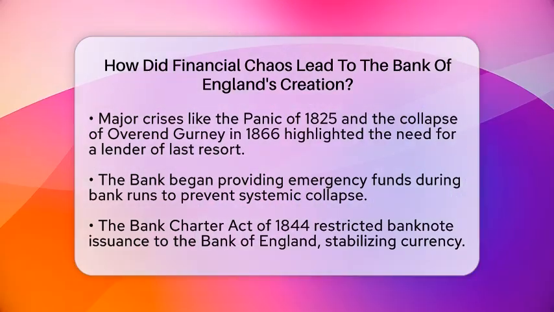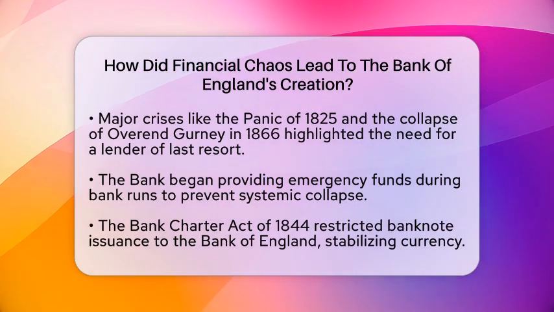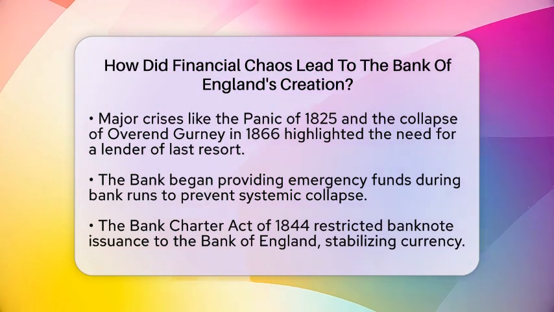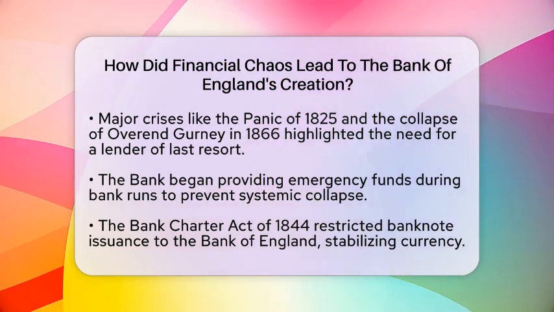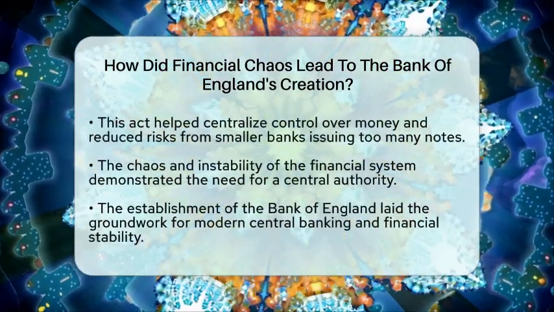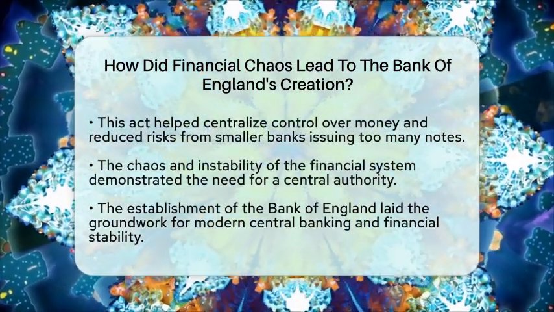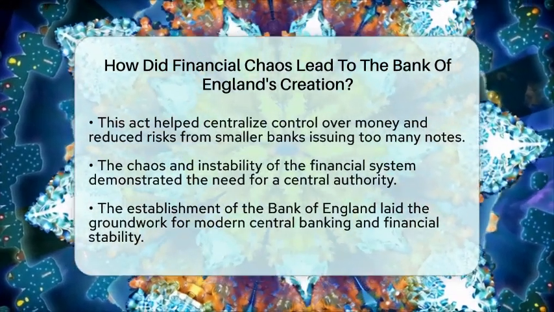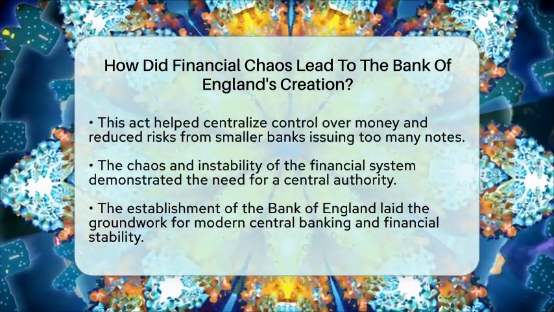The Bank Charter Act of 1844 was another big step. It restricted the issuance of banknotes to the Bank of England, making the currency more stable. This act helped centralize control over money and reduce the risk of smaller banks issuing too many notes. It was a move toward creating a more organized and reliable financial system.